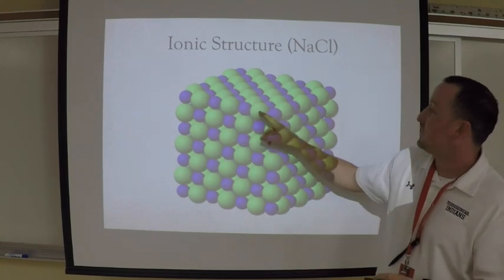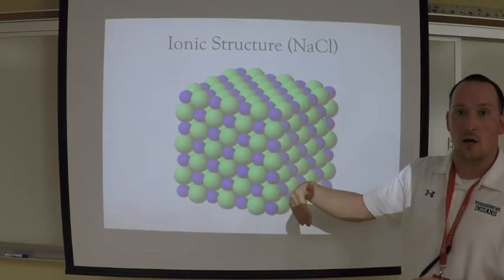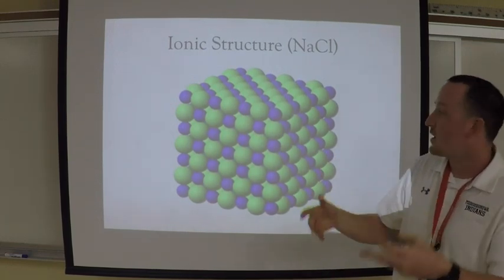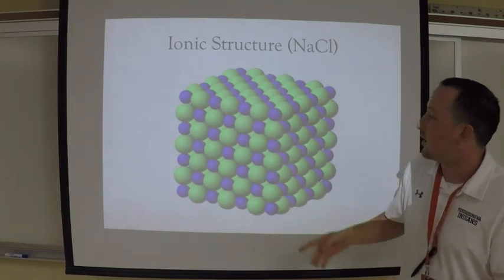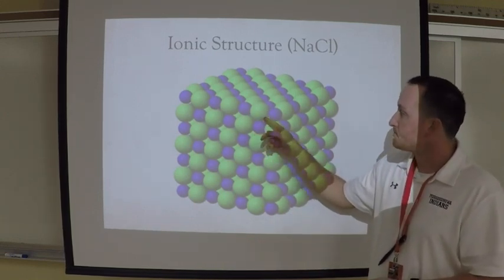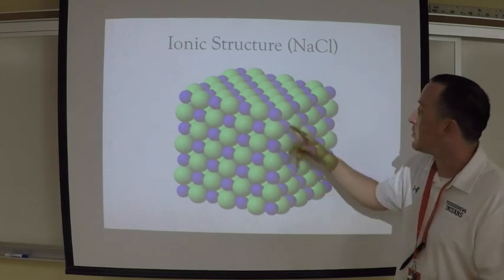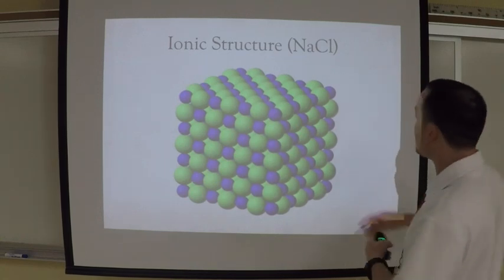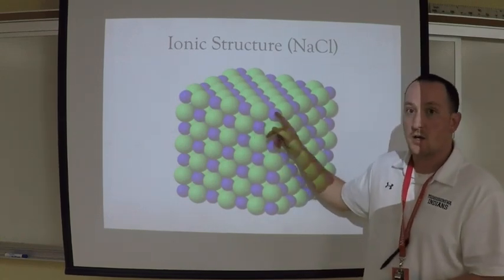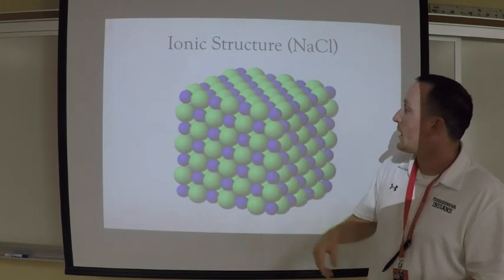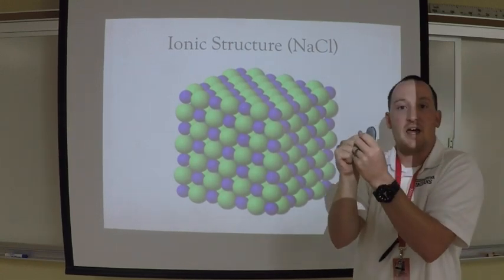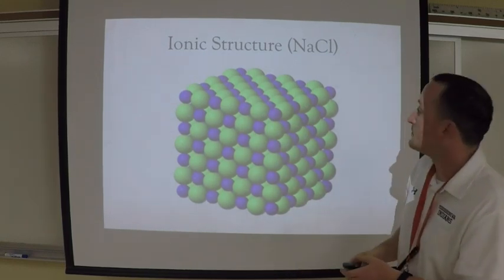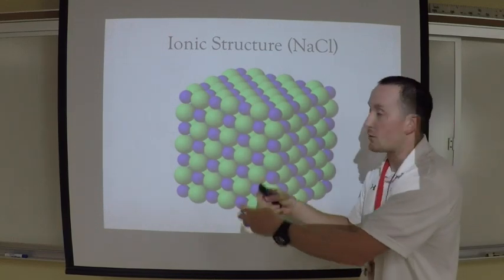And so each of these spheres represents a sodium ion or a chloride ion from our first example, and those are all held together by those positive and negative attractions. In this instance, chlorine would represent this green sphere, sodium this purple sphere, and so they would just be held together by that positive and negative attraction between these two particles. So that's what holds this all together.